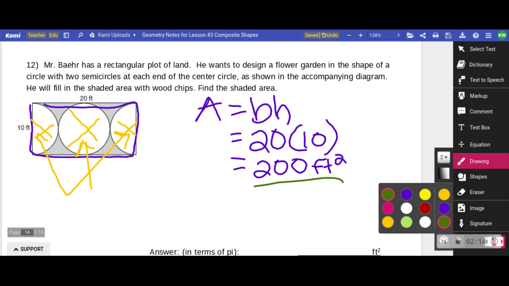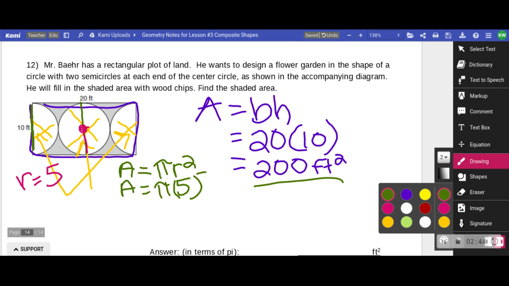So let's see. I'm going to find the area of one of the circles, and then I'll just multiply it by 2. So I know the area equals pi r squared, so we need to know the radius. Well, I do know that this length right here is 10, so that means the diameter of a circle is 10, and half of the diameter is the radius. So therefore, the radius of these circles must be 5. So we're going to say that the area equals pi times 5 squared. So the area equals 25 pi.